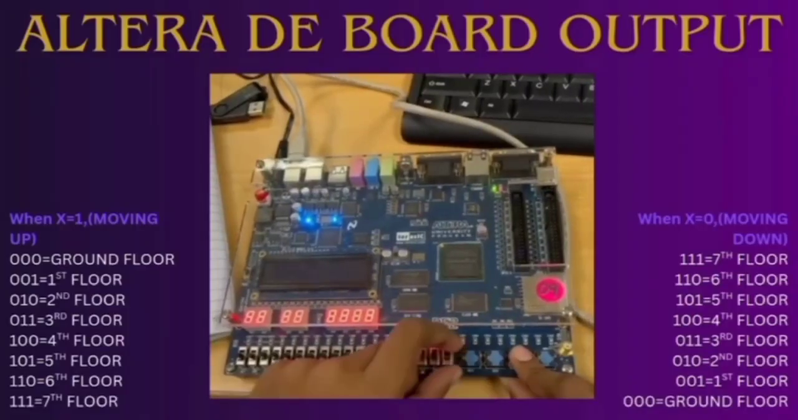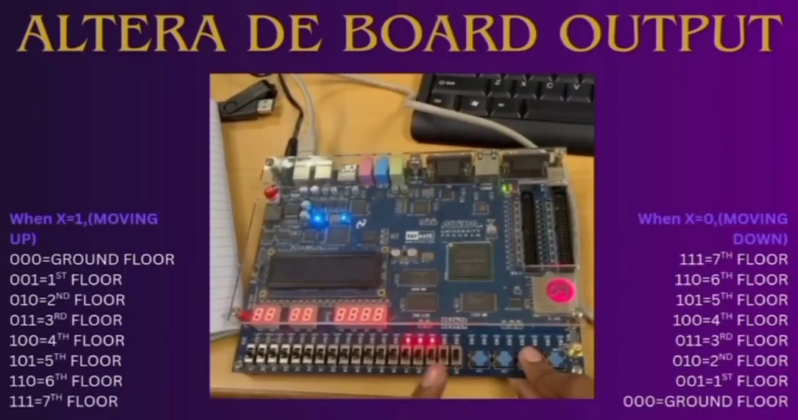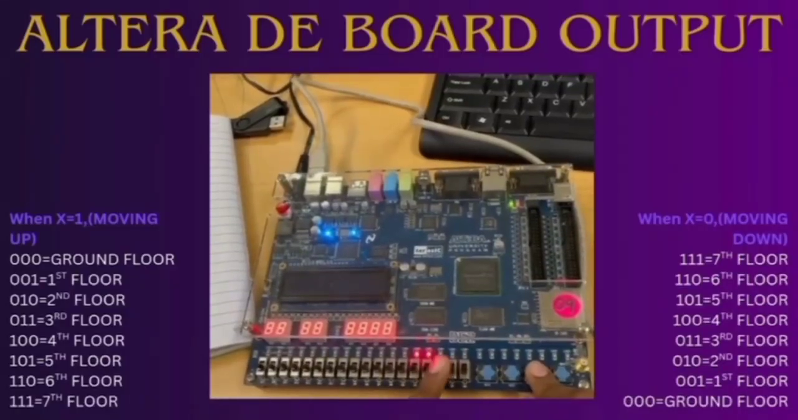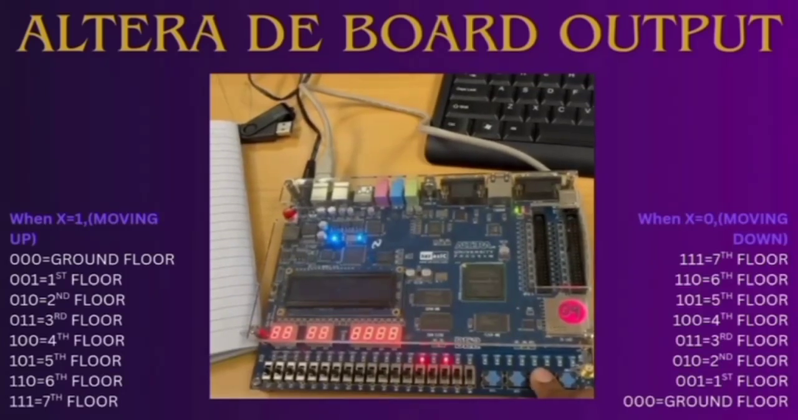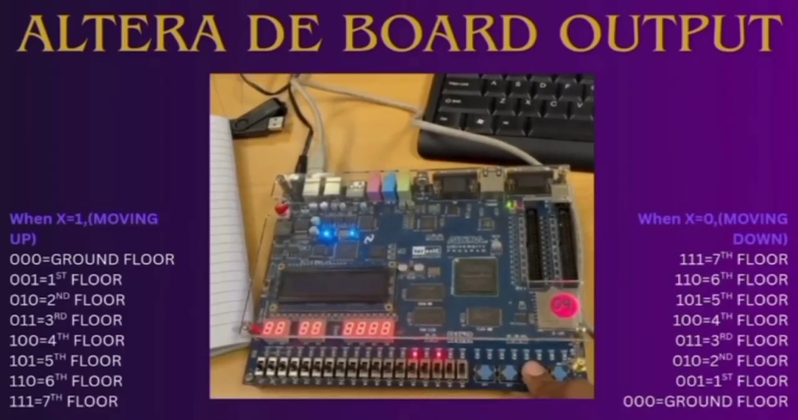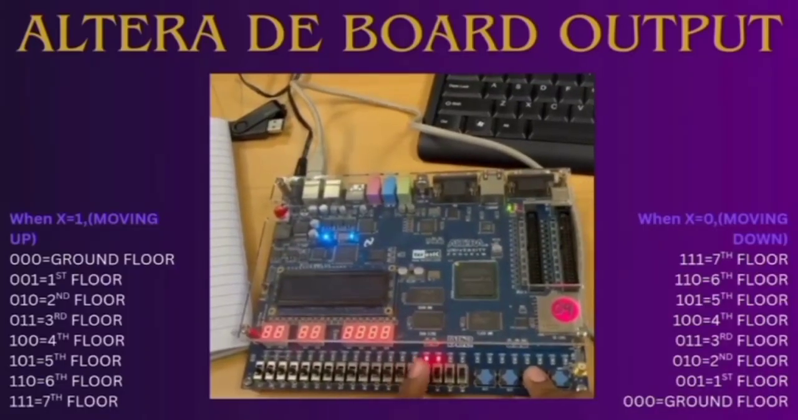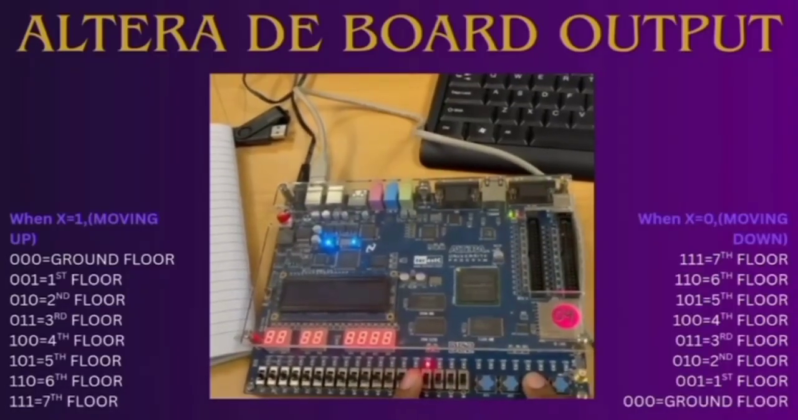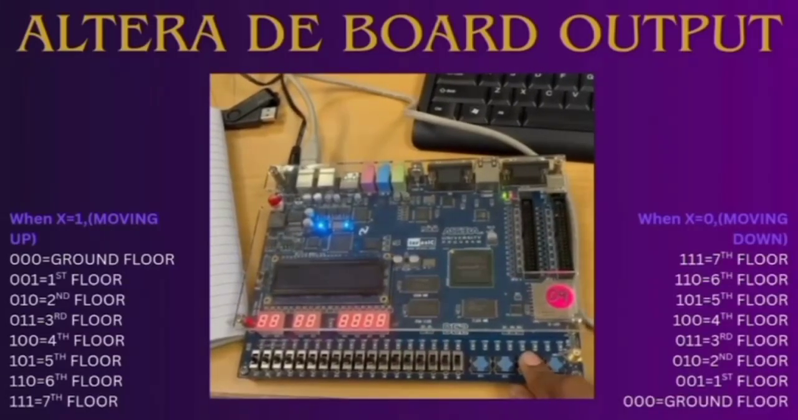So when X equals 0, which means moving down, 111 still remains the same, and then 110, and then 101. After that 100, then 011. After that 010 and 001, and lastly it's 000. So that's all from us.